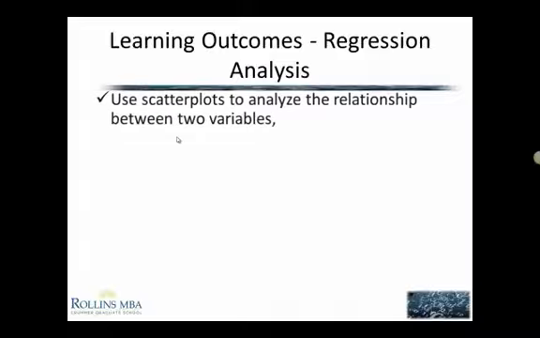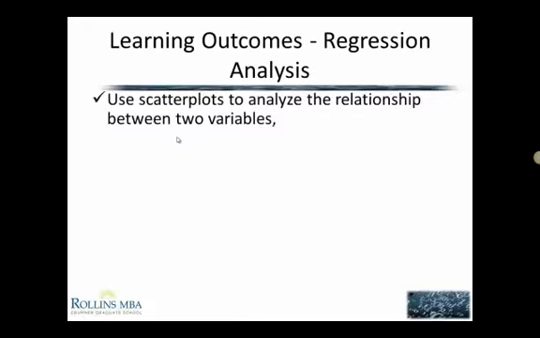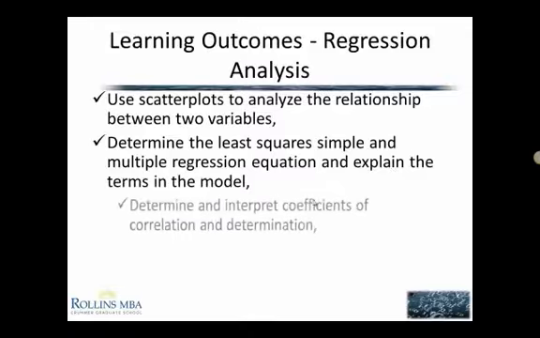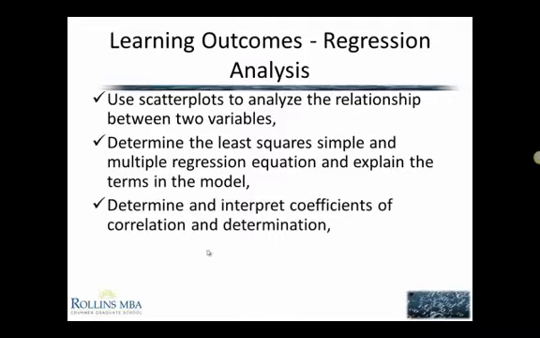All right, so this covers our learning outcomes on regression analysis. It's based again on our scatter plots and our analysis of the relationship between variables. And what we've done is determine the least squared regression model, both for simple and multiple regression, and talked about the critical terms of the model. The coefficient of correlation, coefficient of determination, and the standard error of estimate, and other things.